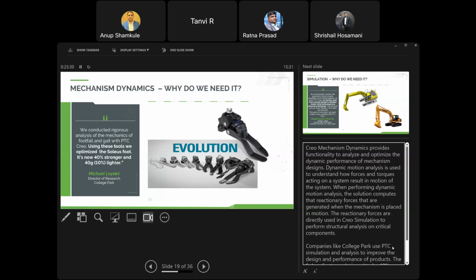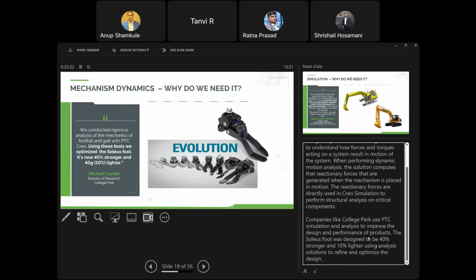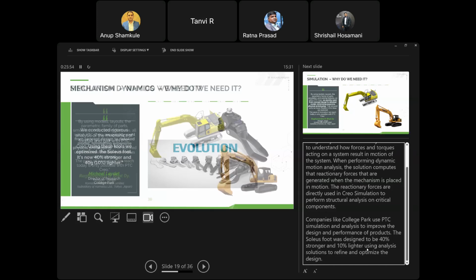If you look at this example, customer companies like College Park are using this simulation as well as mechanism dynamics to improve the design and performance of their products. That food was designed to be 40% stronger and 10% lighter using the analysis solutions for refining and optimizing the design. This is the benefit they got from employing the mechanism dynamics.